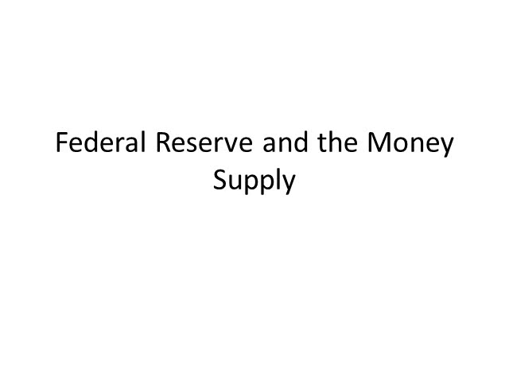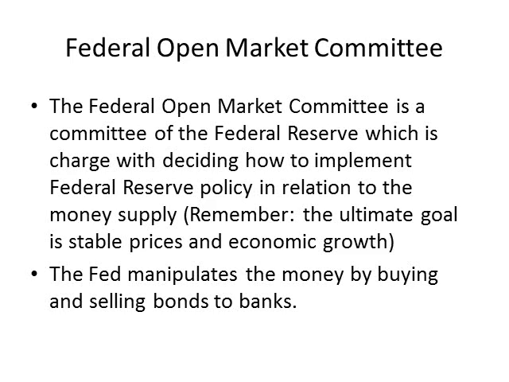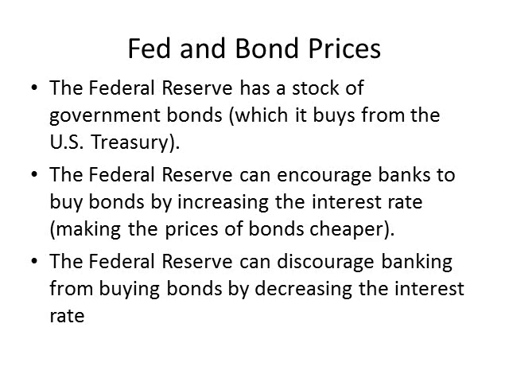Let's look at another technique that the Federal Reserve uses to manipulate the money supply, the buying and selling of bonds. The Federal Open Market Committee is a committee of the Federal Reserve which is in charge of deciding how to implement Federal Reserve policy in relation to the money supply. Remember, the ultimate goal of the Federal Reserve is stable prices with economic growth. The Federal Reserve manipulates money by buying and selling bonds to banks.